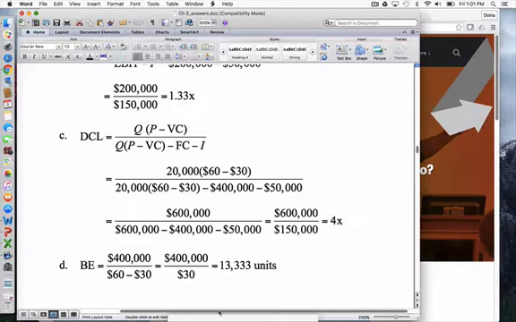Break-even point formula is fixed cost divided by price minus variable cost per unit, or contribution margin here. So my fixed cost is given for 100,000, my price is 60, my variable cost per unit is 30, so I end up with a break-even point in units of 13,333 units. The interpretation of this number is for any level of production higher than this level, I make a positive profit. For any level of production lower than this level, I'll make a loss.